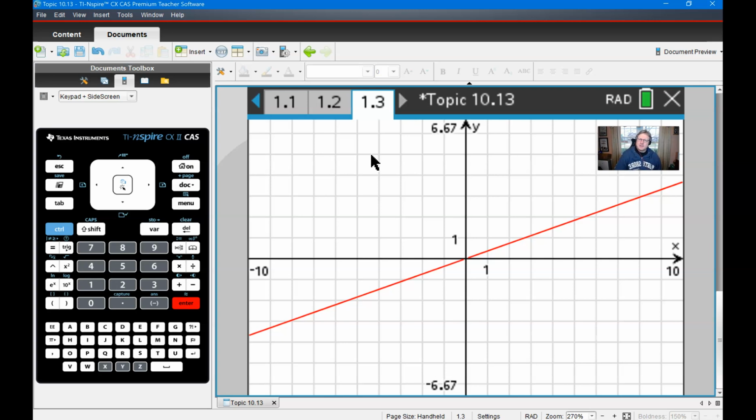We have another example coming up that's going to add just one little step to this process, and then you're going to be all good to go for topic 1013.